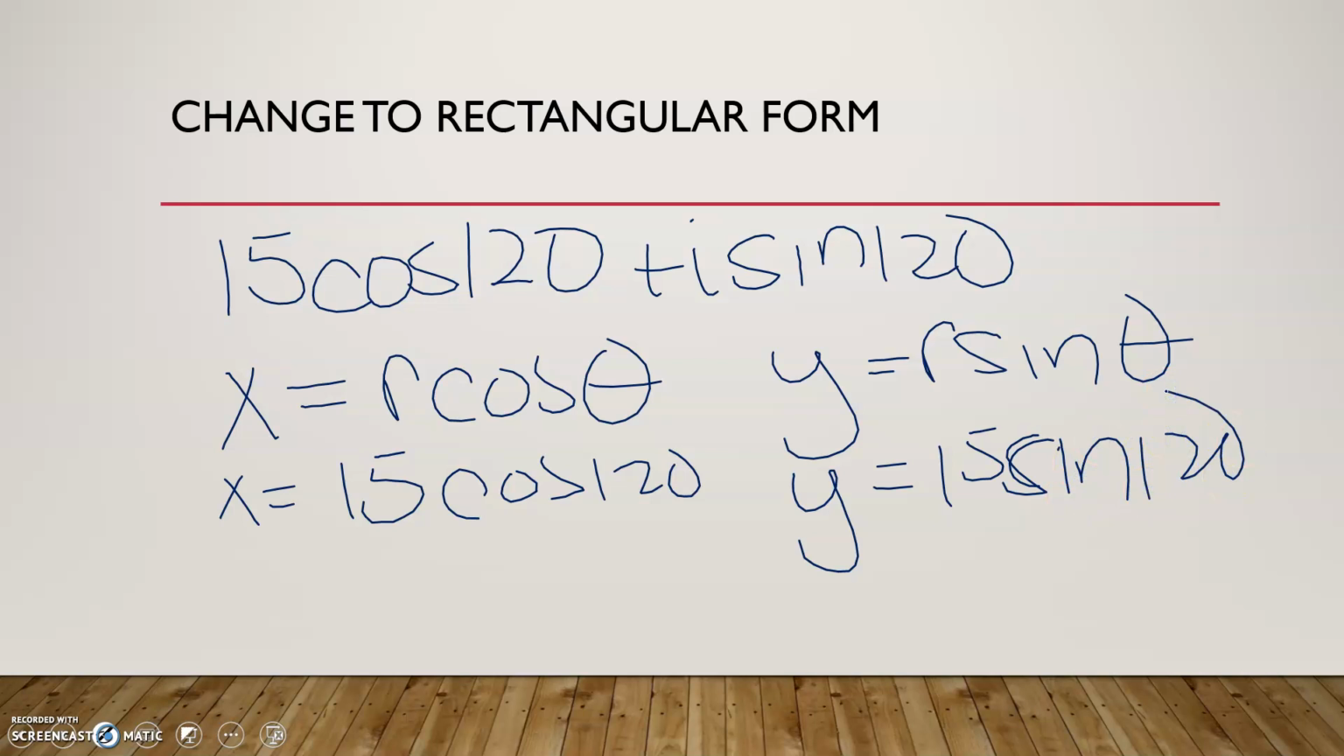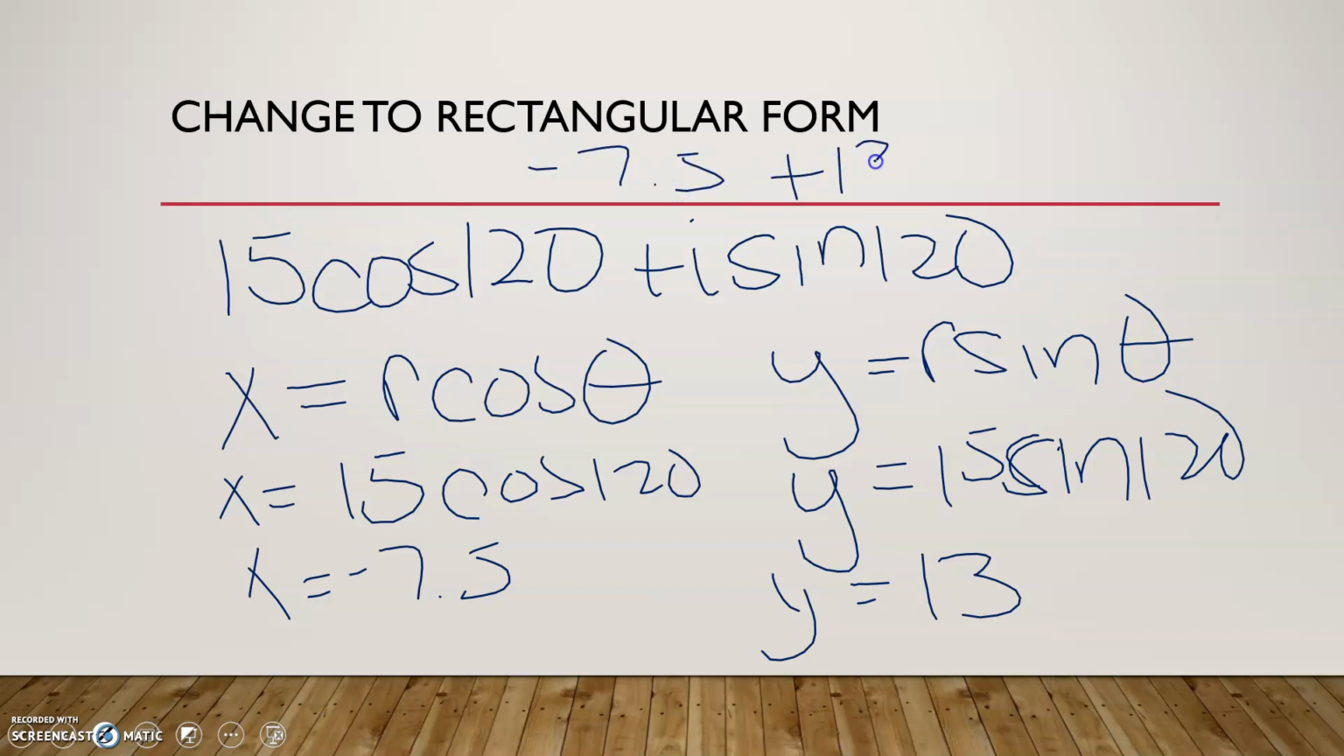When I plug that into my calculator, I get x is equal to negative 7.5, and y is equal to, let's round up to 13. So then we can put it in that rectangular form of, right up here, negative 7.5 plus 13i. And I hope that this helps.